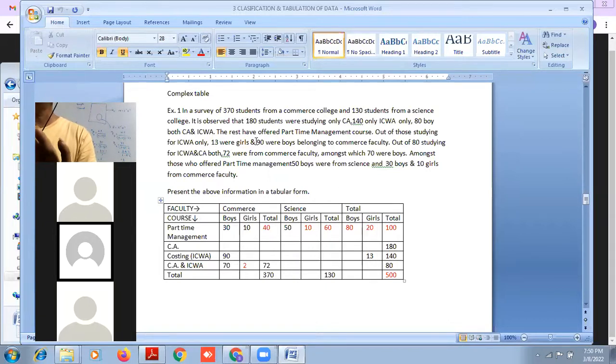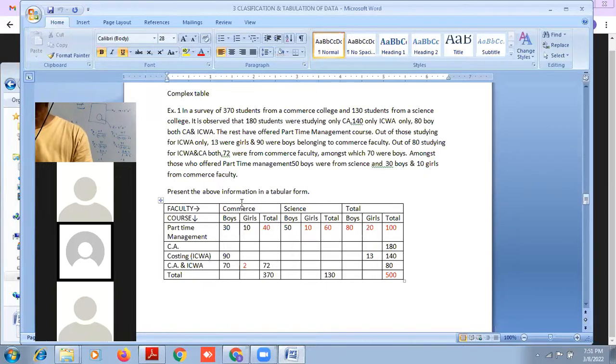And then it says that 90 were boys belonging to commerce faculty. So the girls are not belonging to commerce faculty. There are total girls, and 90 were boys belonging to commerce faculty. That line is that way. Okay, so 90 boys from commerce faculty. But the total is not matching, right?